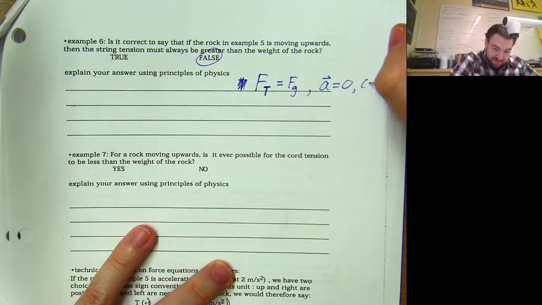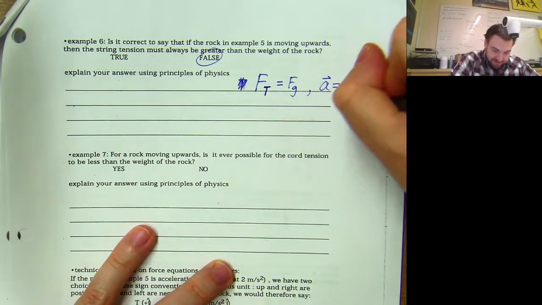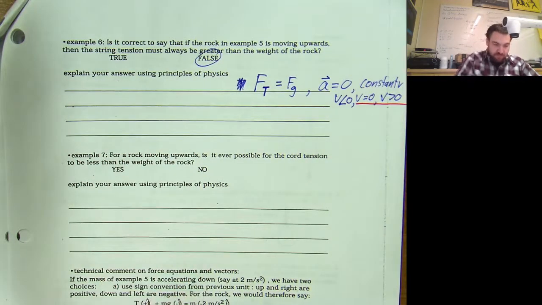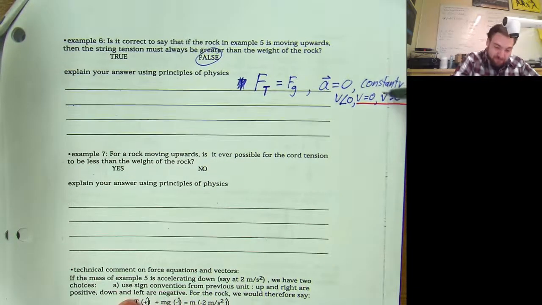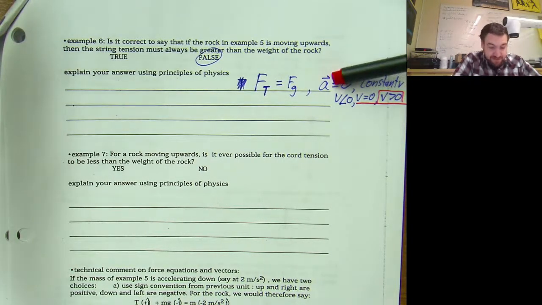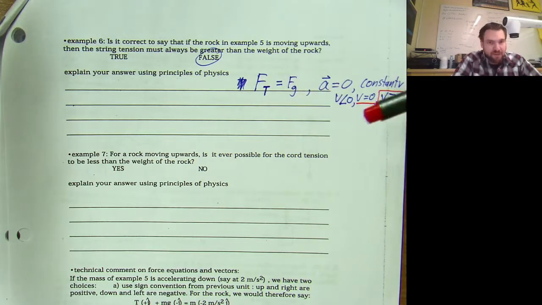What that implies is it's constant v. So v could be equal to 0, but v could also be greater than 0, and v could be less than 0. We just know v is constant. If the object's moving upwards, it has to be this one. But my acceleration could be 0, which tells me that my tension and my gravity are equal. You can move an object without it accelerating.